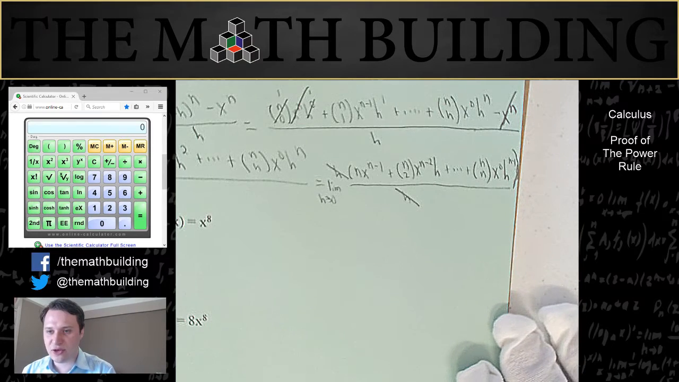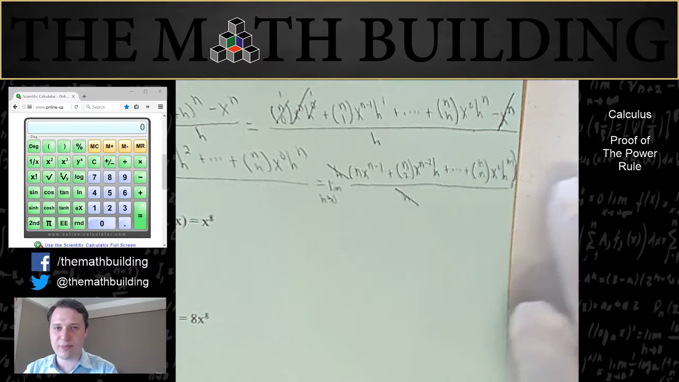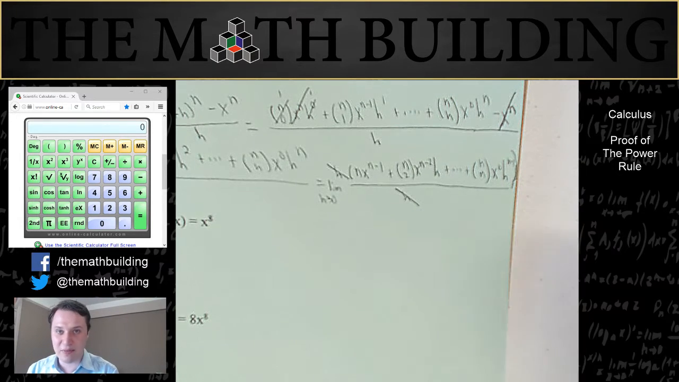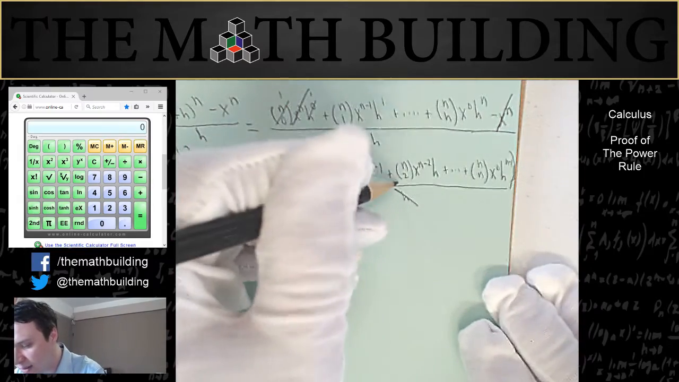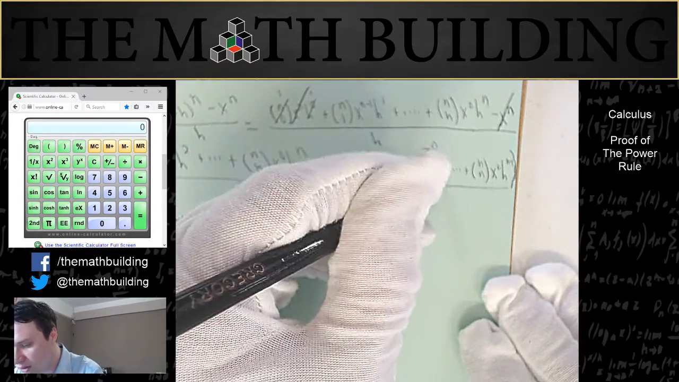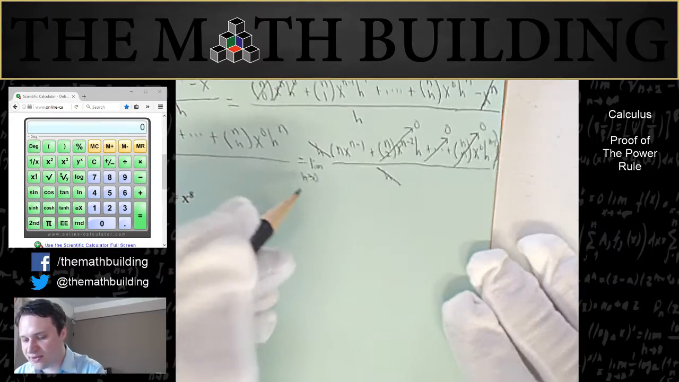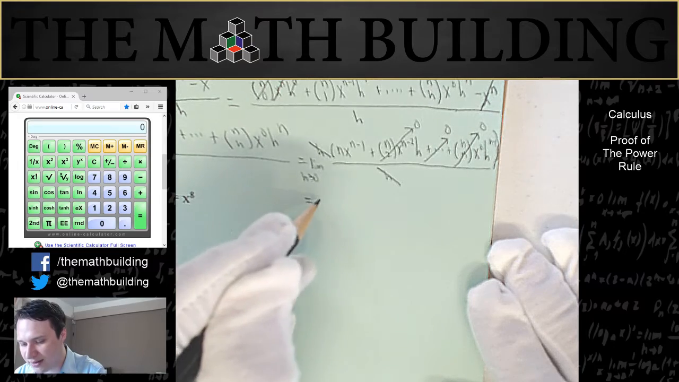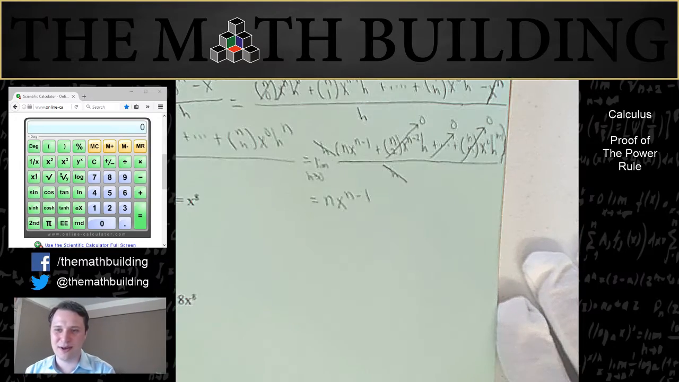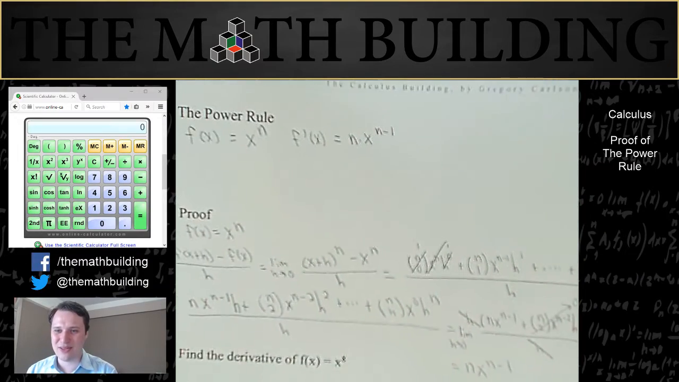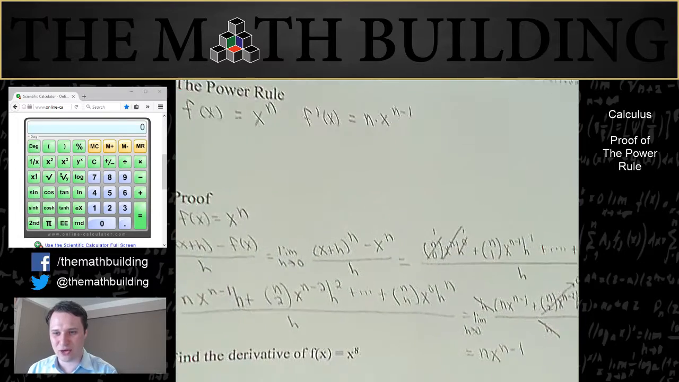Now that I canceled those two h's, I'm ready to take the limit. All of the terms past the first are going to have some kind of h attached to them, so they all go to 0, including the final term. And so I'm left with, after the limit, just n x to the n minus 1. This is an incredibly powerful result, and this is the proof of it that I just showed you.